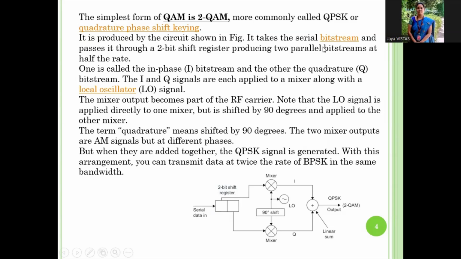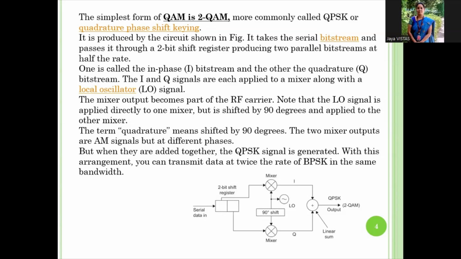It takes the two serial bits, and the bit stream is applied in serial form. It passes through a 2-bit shift register, producing two parallel bit streams at half the rate. One is called the in-phase I bit stream and the other the quadrature Q bit stream. Both I and Q signals are each applied to a mixer along with the local oscillator. The mixer output then forms part of the RF carrier.